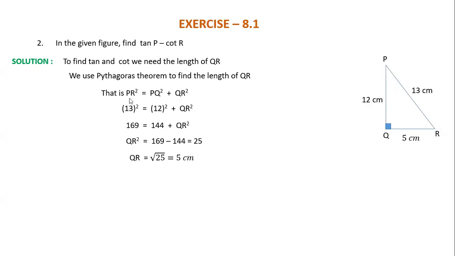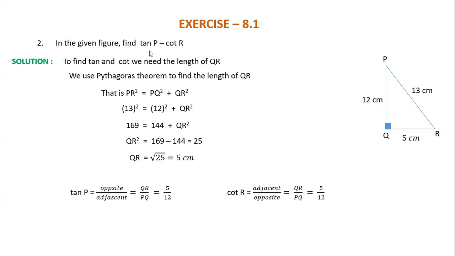Now what we need is tan of P. What is tan? P is here. Tan is opposite upon adjacent. So QR upon PQ, that is 5 upon 12. Cot is adjacent upon opposite. Cot of R, this is R, adjacent is 5 and opposite is 12. So 5 upon 12.